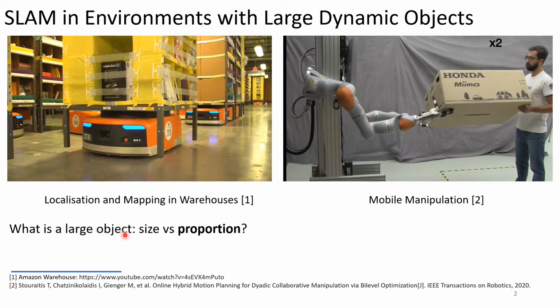Large usually refers to the object size, but here we are more interested in proportion. This means that even if an object size is not that large, if this object is close to a camera, it could also occlude a large proportion of the camera view.